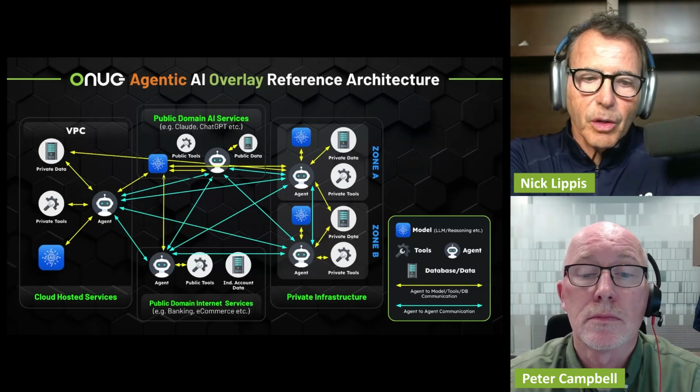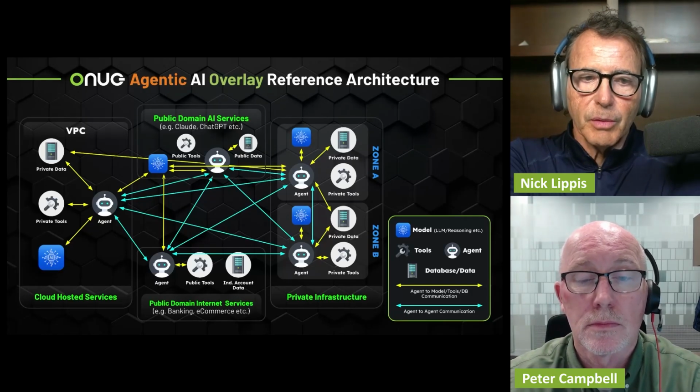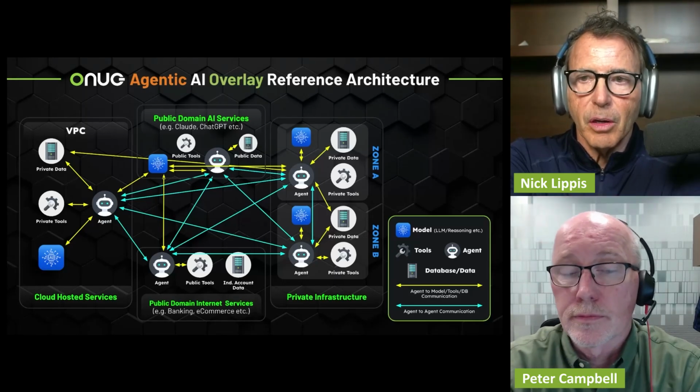And then the last one could be cloud hosted services. So this just shows maybe a VPC and an agent there, and various different tools and inference also.